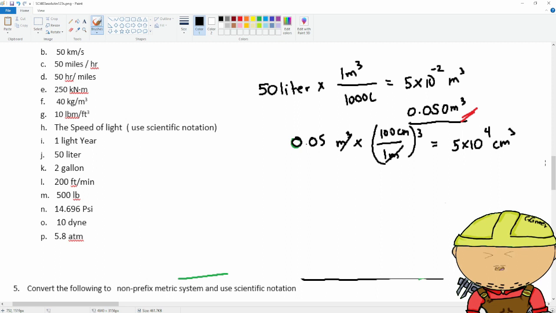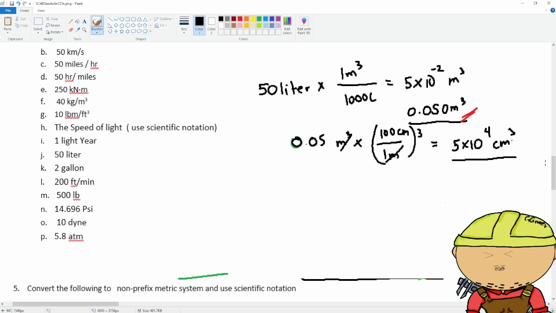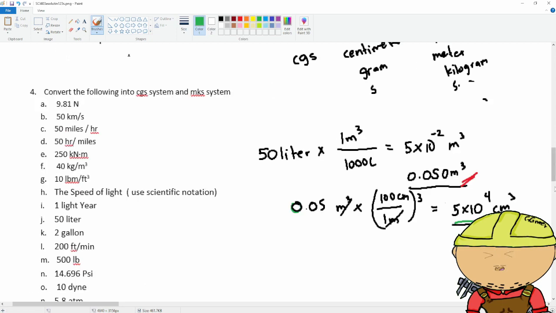Okay, double check. Don't use your mind. Use your calculator. Because if you're solving more problems than conversion, you don't want your brain to melt. If you're doing a quiz, an exam, you don't want to stress your brain, so you can still solve more problems. Okay, there we go. That's our CGS.